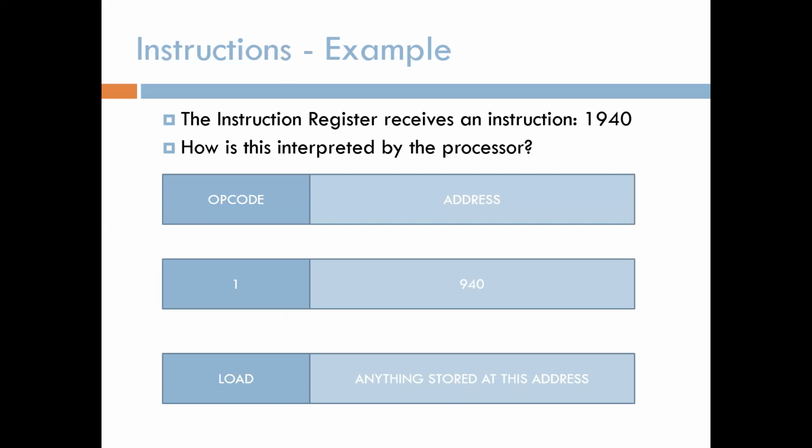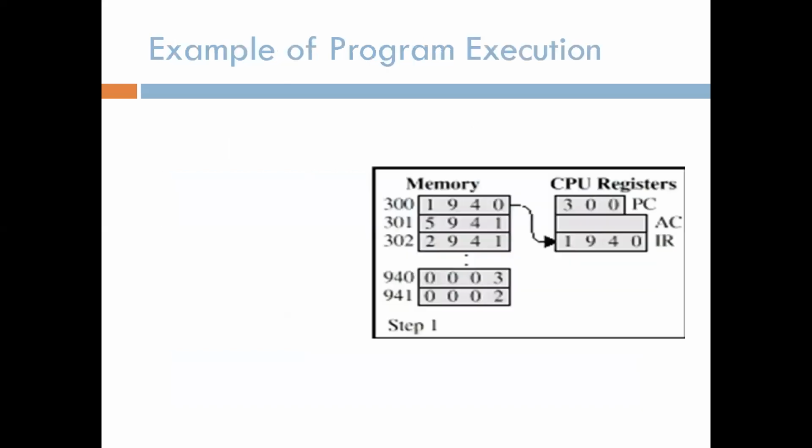Now, I pulled this next example from Stallings, so you could go ahead and read that example as well. I'll give you the homework after. So this is the example here, and you can see that the program counter is storing the address of the next instruction to be executed. Let me use my pointer. So the program counter has an address, and the address is 300.